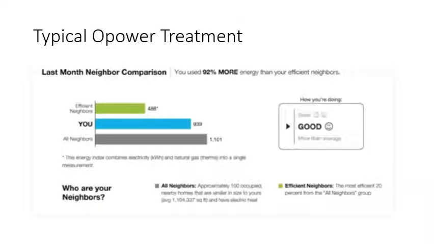This is what the Opower treatment looked like, similar to the ones you might get in Fort Collins, except in the Opower treatment, consumers also got a little smiley face if they were doing a good job. They got 2 smiley faces if they were doing a great job relative to their neighbors, or consuming less than their neighbors, and they got no smiley face or a frowny face if they were consuming more than their average neighbors.